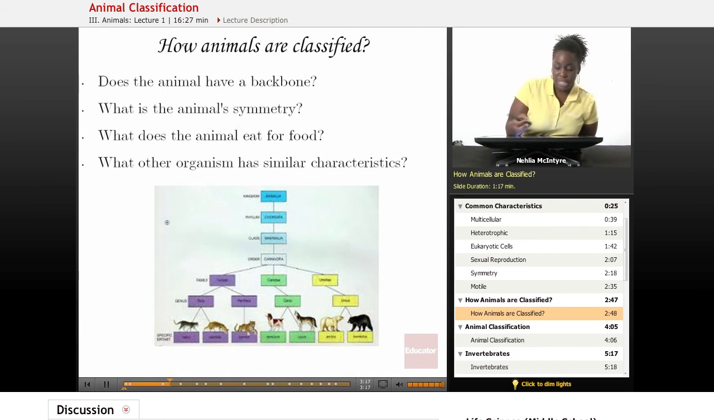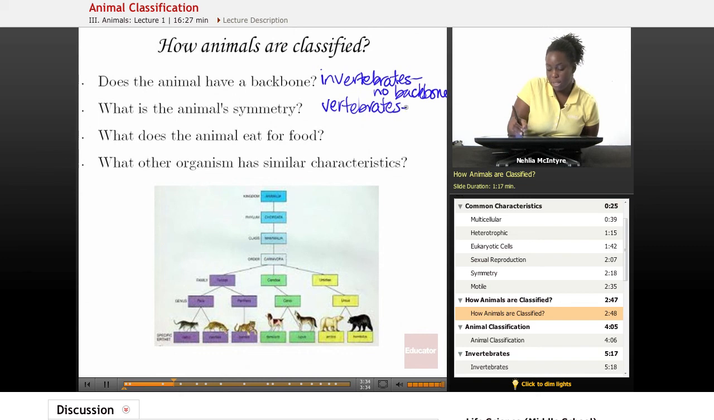And invertebrates have no backbone, whereas vertebrates have a backbone. So humans are animals and we have a backbone, so we would be considered a vertebrate organism.